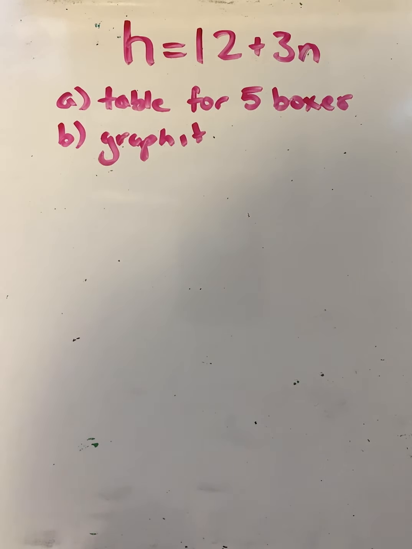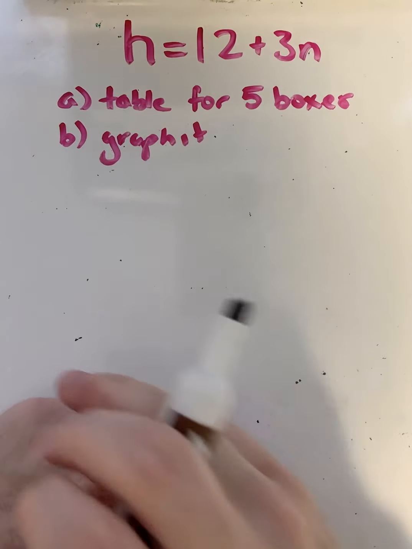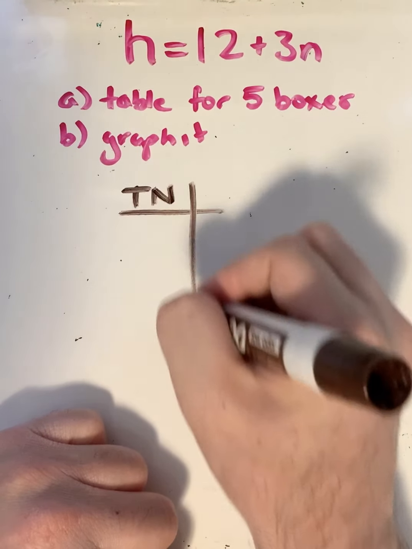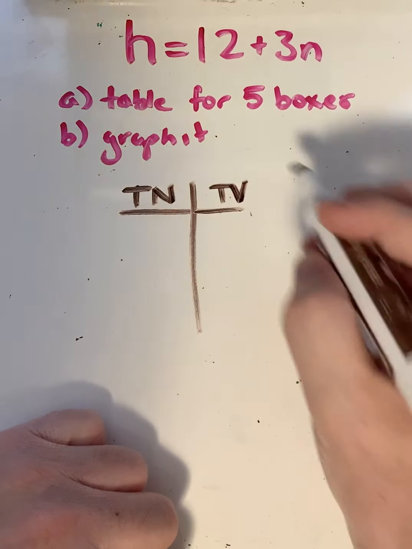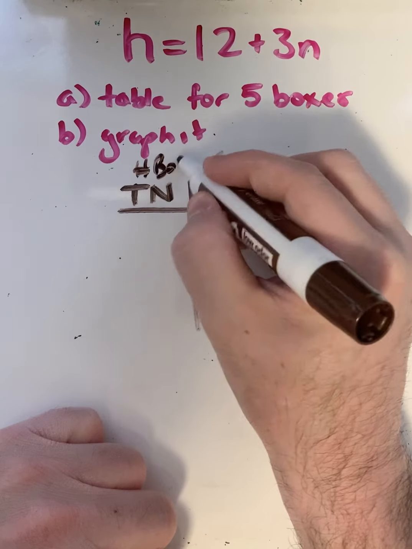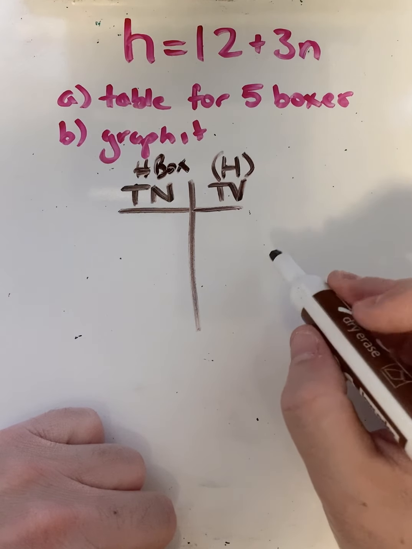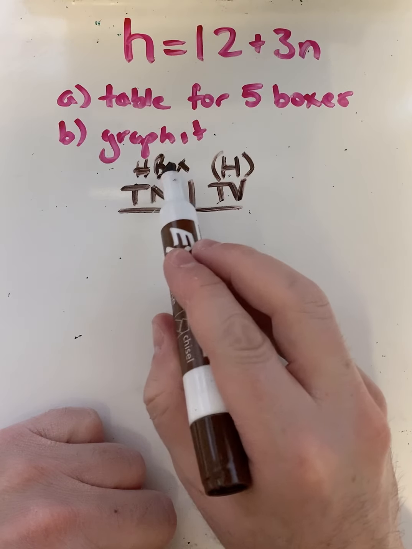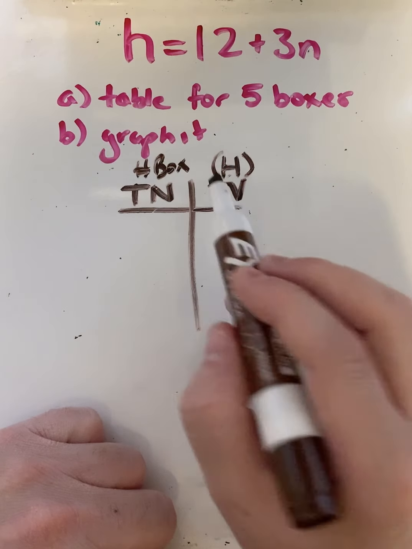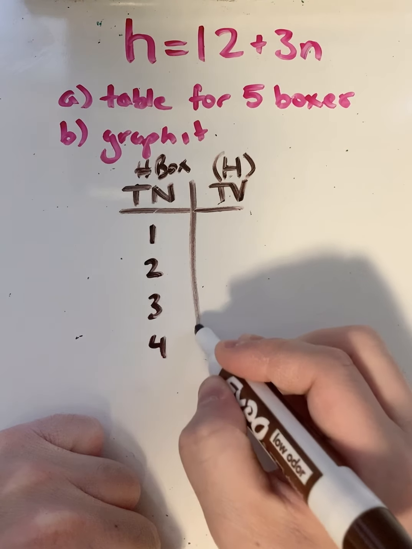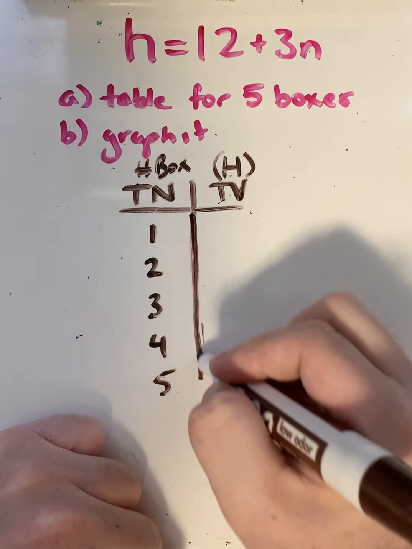Okay, you are back, which means that we are ready to try this out. So if I was creating a table, term number, term value, or this could be height, and this could be boxes, whichever one you put. You should get into the habit of using these instead of TN and TV if they're giving you what is being measured. So box 1, box 2, box 3, box 4, and 5 boxes stacked.